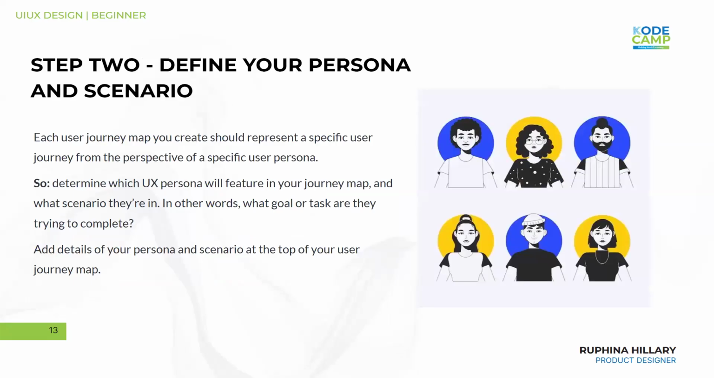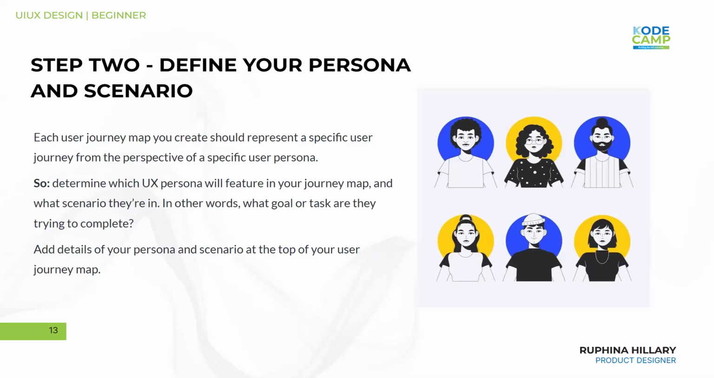Step two is to define your persona and the scenario. Everything that we're going to say here, we have already said when we were discussing the elements of your user persona. We are going to define the persona you're using and the scenario you're visualizing. So determine which user persona would feature in your journey map and what scenario they are in. In other words, what goal or task are they trying to complete? Add details of your persona and the scenario at the top of your user journey map.